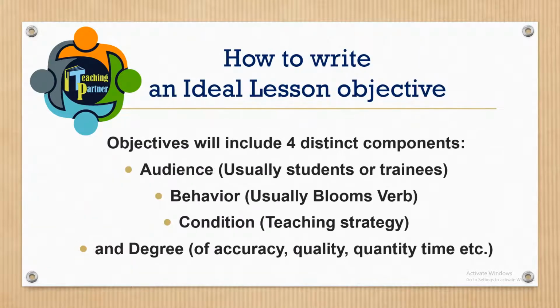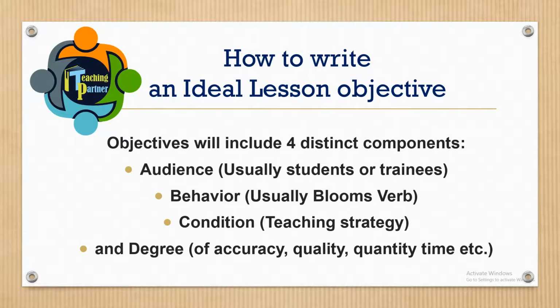Let me tell you quickly how to write an ideal lesson objective. Remember guys, there are four distinct components you need to remember. Number one is the audience. Usually your students or trainees are the audience. Number two is the behavior. What action the students are doing, like defining, aligning, summarizing, explaining, whatever behavior you're using should be there in your lesson objective.